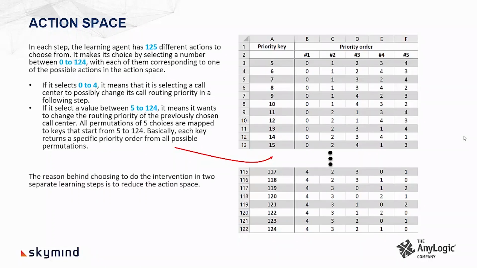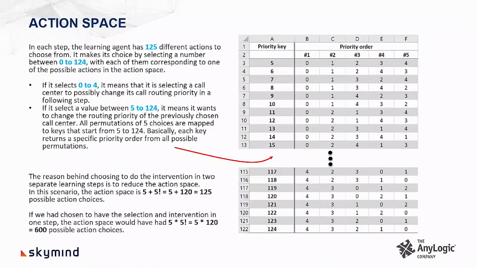The reason behind choosing to do the intervention in 2 separate learning steps is to reduce the action space. In this scenario, the action space is 5 plus 5 factorial, which equals 125 possible action choices. If we had chosen to have the selection and intervention in one step, the action space would have had 5 multiplied by 5 factorial, or 600 possible action choices, which made the learning process harder.